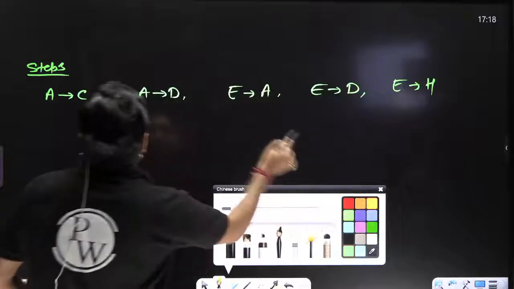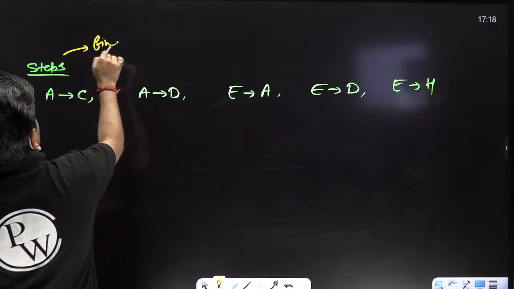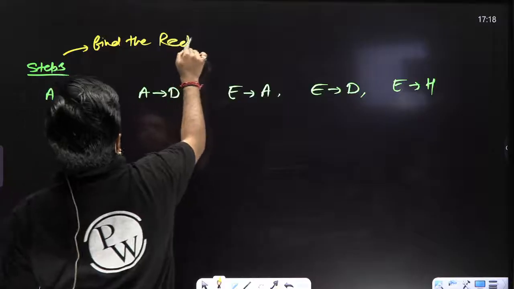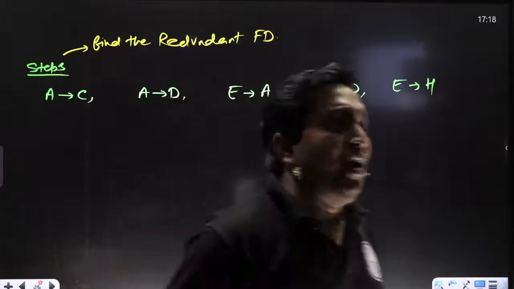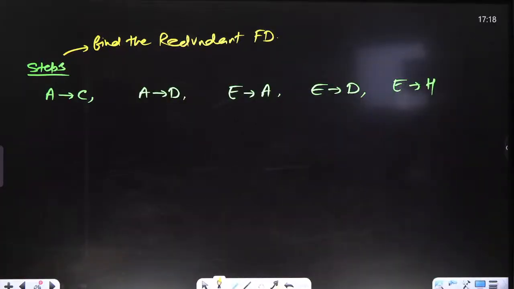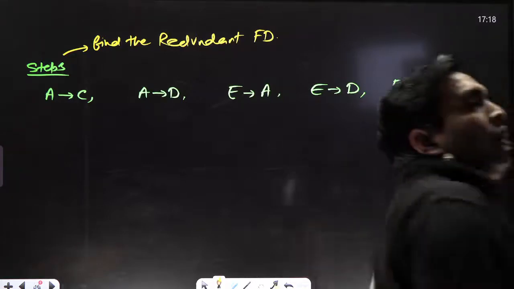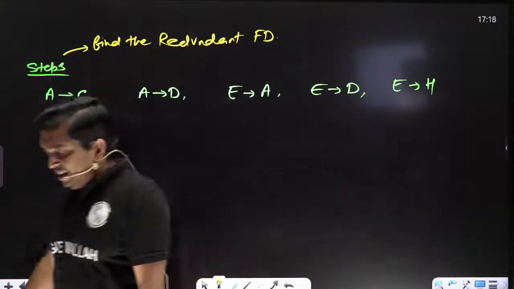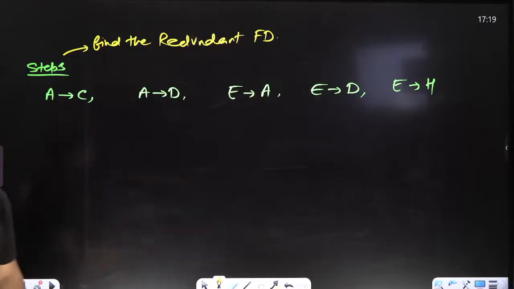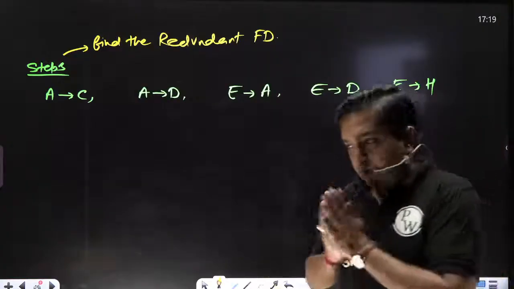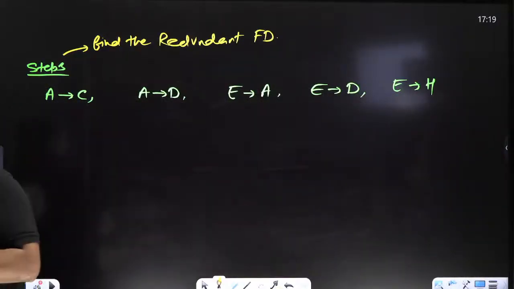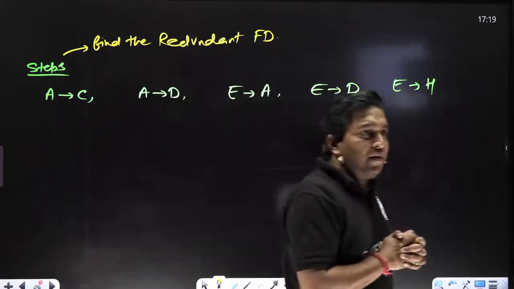Now find the redundant FD. Step number 3 is: find the redundant FD. How to find the redundant FD? Everyone, please let me know. Redundant means extra. Tell me fast, everyone.